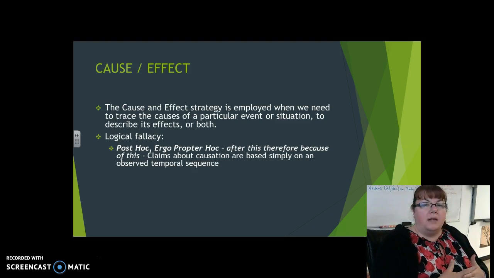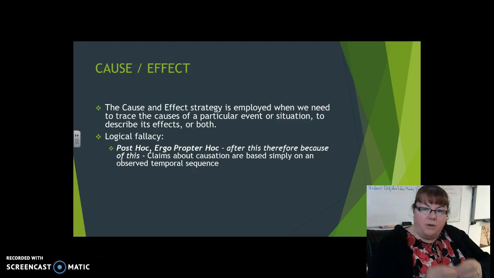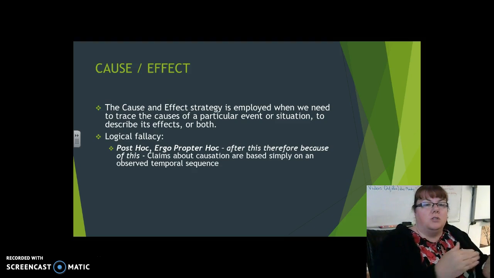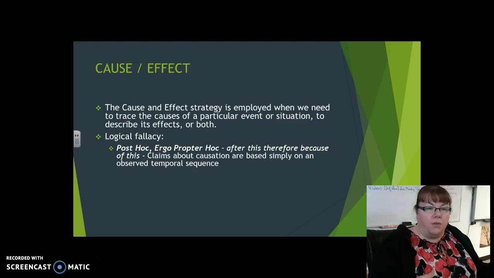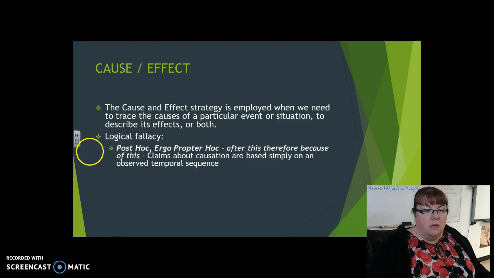So this is the strategy that we need to trace the idea of what caused a particular event or situation, and then describe its effects on both. This is where a large logical fallacy comes in. Logical fallacies are part of this review video, part of the review sections. So it's important that you pay attention to these because there is this idea of them showing up on the AP test. So post hoc ergo propter hoc, it's after this, therefore because of this.